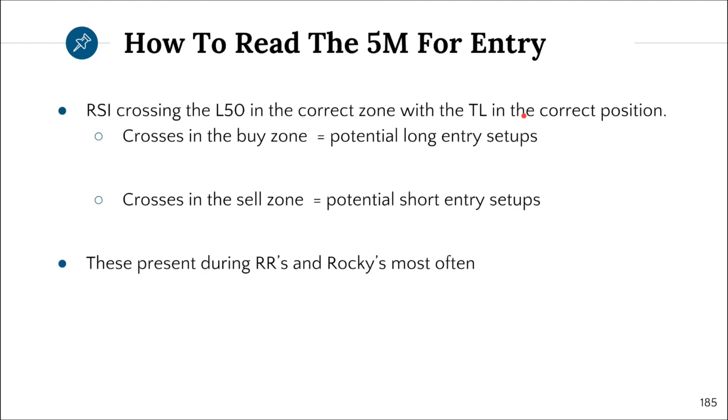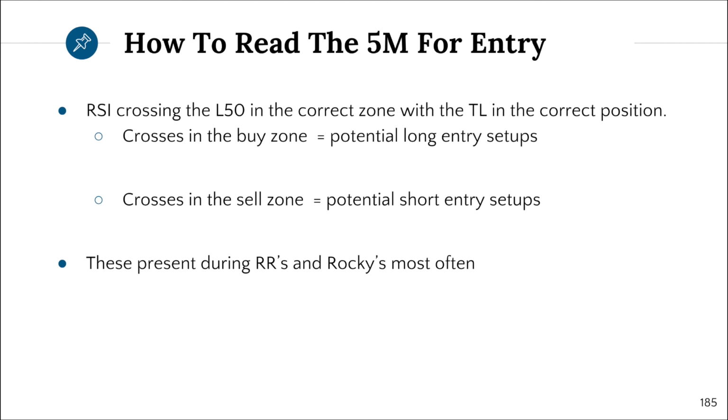Let's break down the 5-minute chart. It is exactly the same thing that I just showed you on the 15-minute chart, just on a smaller time frame. You're going to look for the RSI crossing the liquid 50 in the correct zone with the trend line in the correct position. Crosses in the buy zone mean potential long entries. Crosses in the sell zone, potential short entries.